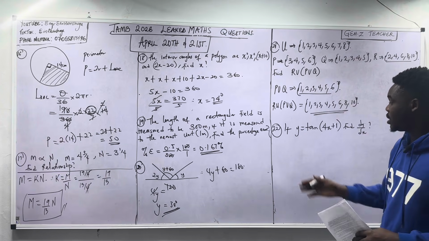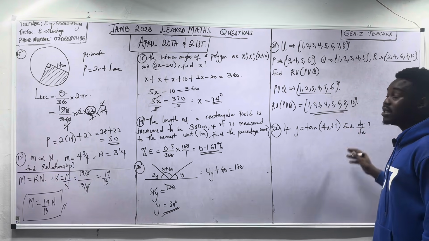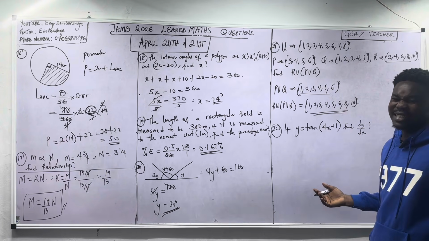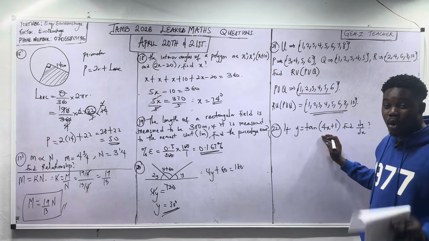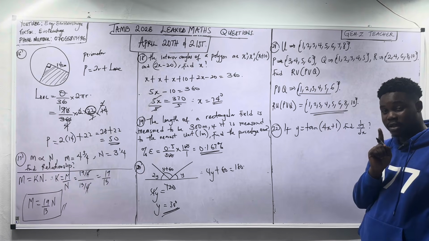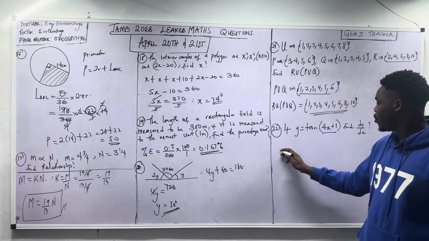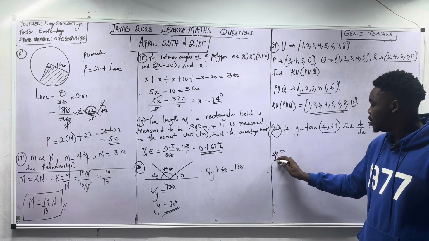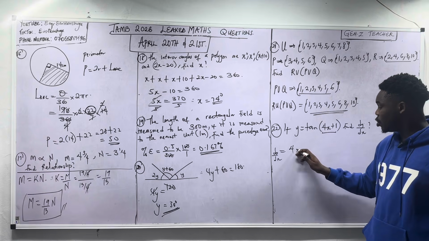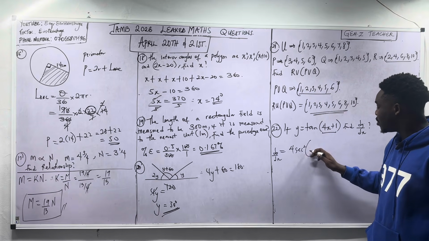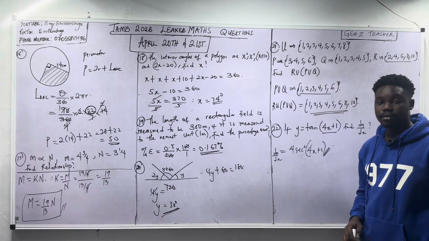Number 22 says, if y equals tan open bracket 4x plus 1, find dy dx. Calculus, a very easy topic. Now listen, whenever you have a trig function with a bracket, always differentiate the bracket first. It's a trick, okay? So if you differentiate 4x plus 1, you're going to have 4. So dy dx gives you 4 first, okay? Then if you differentiate tan, you're going to have sec squared, then write the bracket back. This becomes the answer to that question.